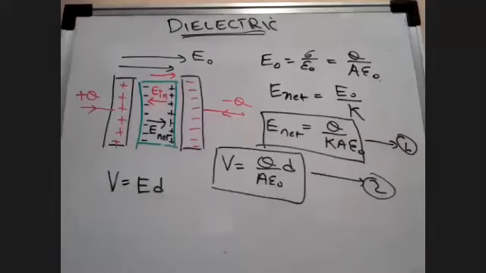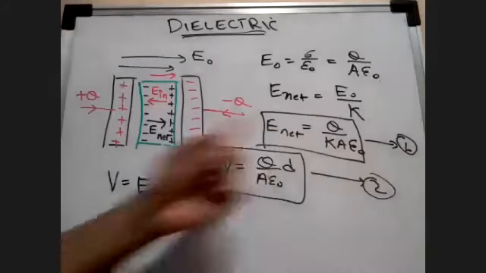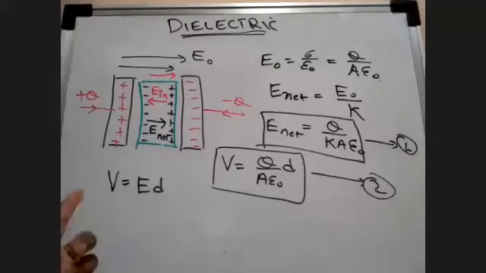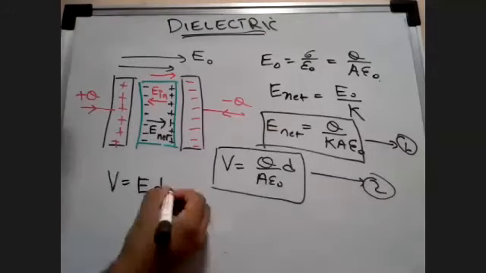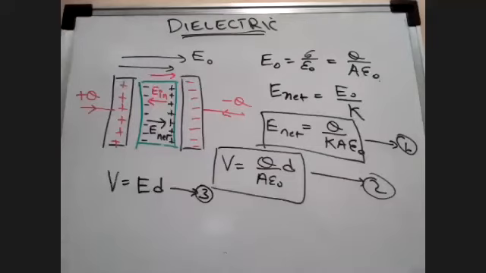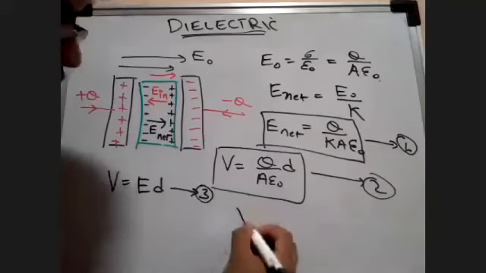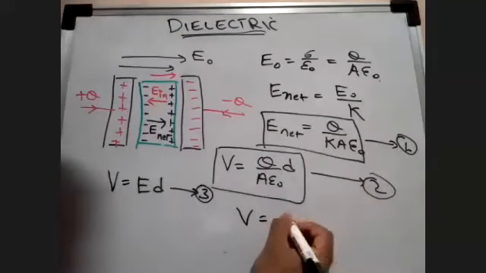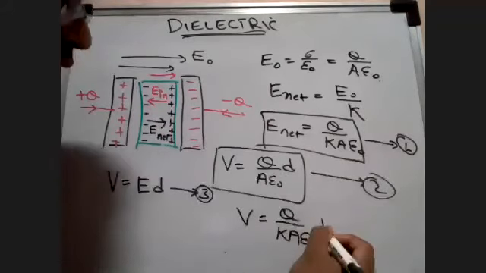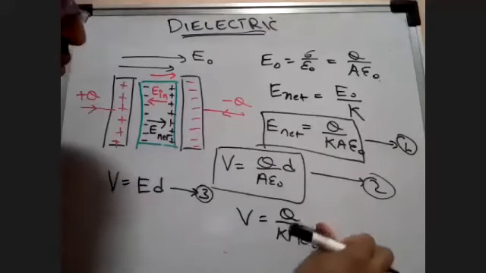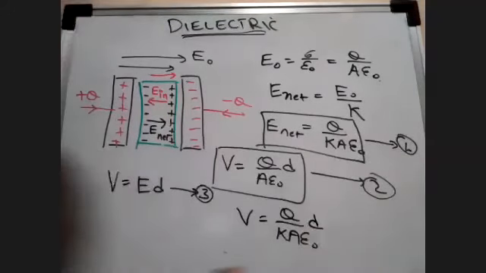A net result, E net. So can I substitute E net over here and just find out the potential because of this E net? I know that the potential is basically E into d. That is a general formula. If I have to find out the potential because of E net, I will substitute E net. So what will I get? V will be equal to Q upon K A epsilon naught into d. Is that clear?